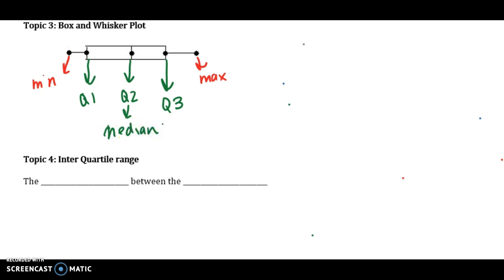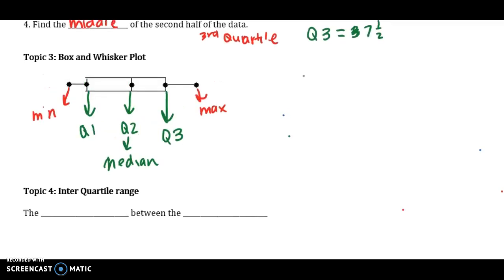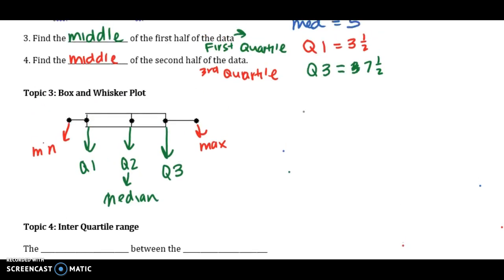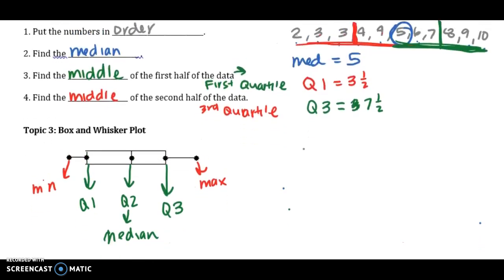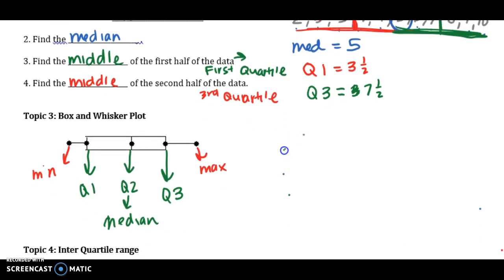So I could take the numbers up here and organize them into my own box and whisker plot. Let's get those back up here. My minimum number in the data was 2. And my maximum was 10. And you can do it on a formal number line so it's nice and evenly spaced.